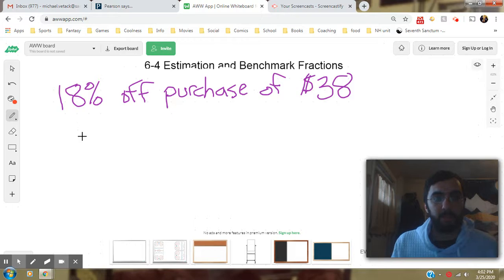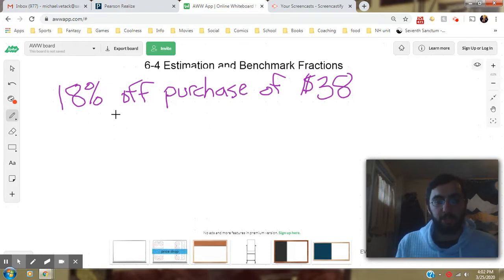So say you're shopping and something is 18% off. So there's a sale of some sort, you get 18% off the full price. And whatever that thing is you buy is $38. Maybe it's a pair of shoes, baseball glove, something like that, right? So 18% off the purchase of $38.